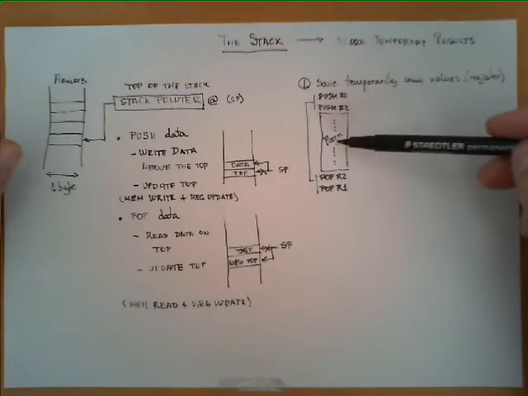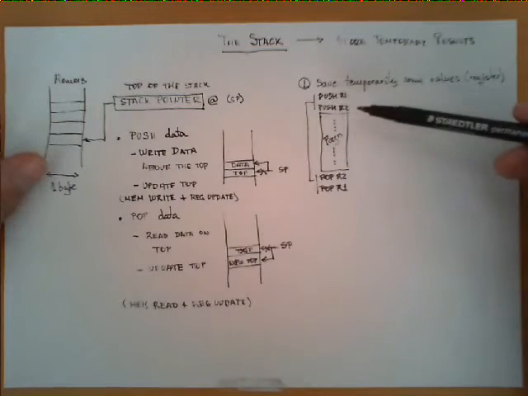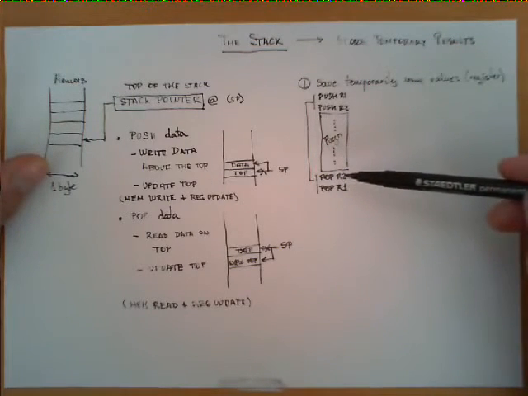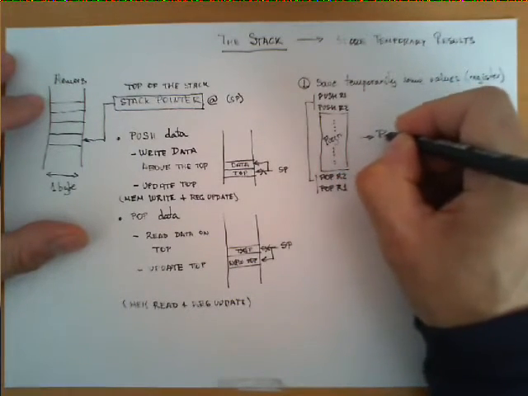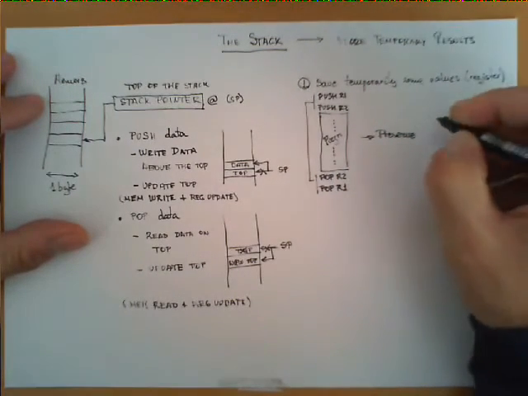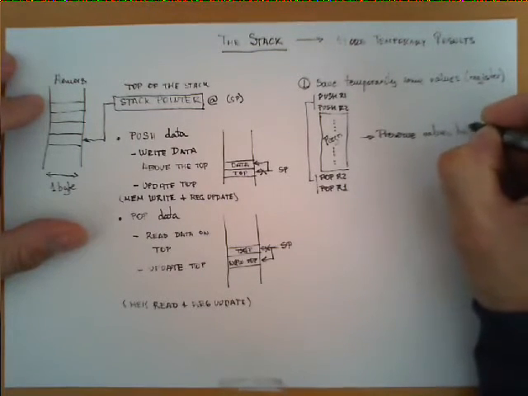Then this program may freely manipulate whatever values are in R1 and R2 because I had a copy on the stack, and then I restore this copy to the original values. So I basically preserve the values that were there before.